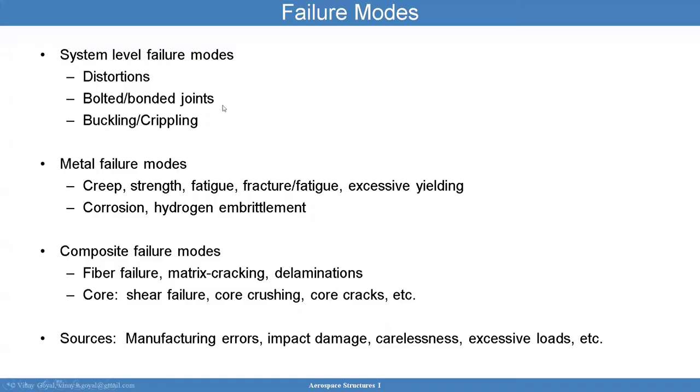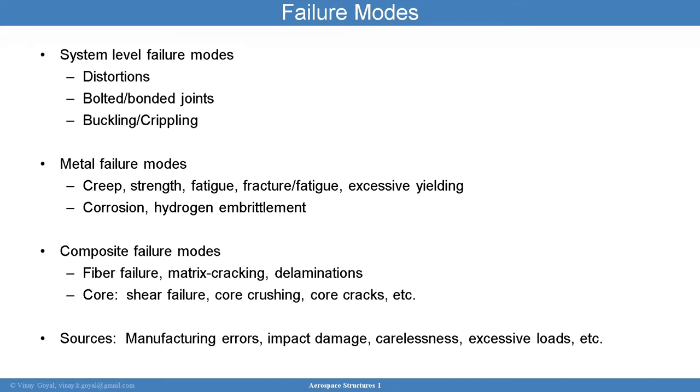So what are the system failure modes that were discussed? We covered distortions, bolted and bonded joints, buckling and crippling. So these are system level failure modes, and there are many more, but these are the ones I'm summarizing today. We also have the metal failure modes, and that's creep, strength, fatigue, fatigue fracture, excessive yielding. And then we also have those that have chemical interactions like corrosion and embrittlement.